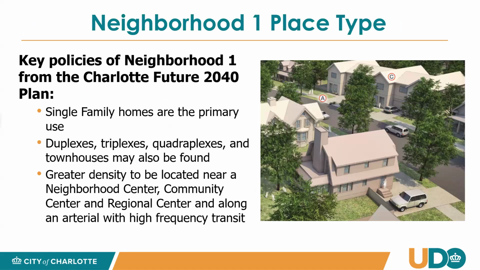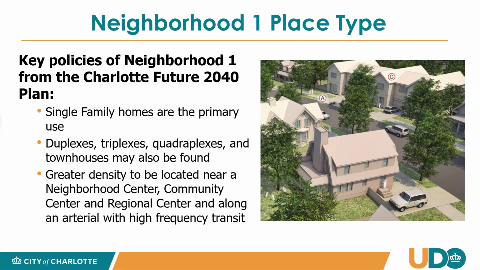So I'm going to dive really deep into the Neighborhood 1 place type, which was a part of the Charlotte Future 2040 plan and has become our land use framework for the city and how we look at different policies and decisions. The Neighborhood 1 place type, pulled from the text of the Charlotte Future 2040 plan, is about 50% of our land volume, and it's a majority single family homes today.